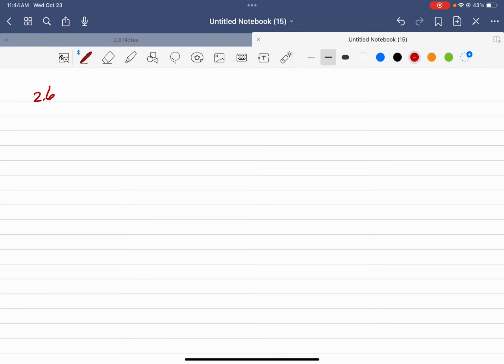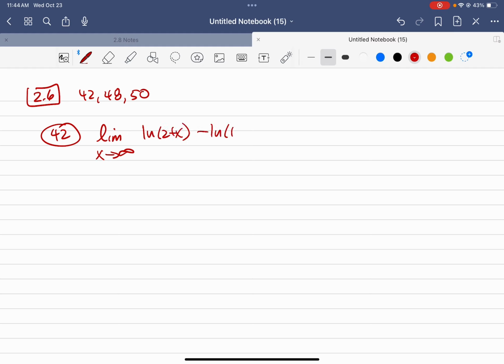Let's look at 2.6. We're going to do numbers 42, 48, and 50, and then some from 2.8. First, number 42 is the limit as x goes to infinity of the natural log of 2 plus x minus the natural log of 1 plus x.